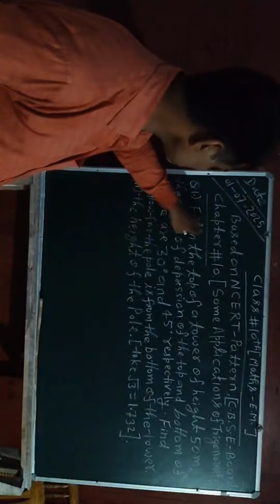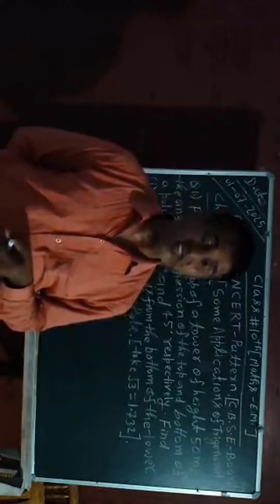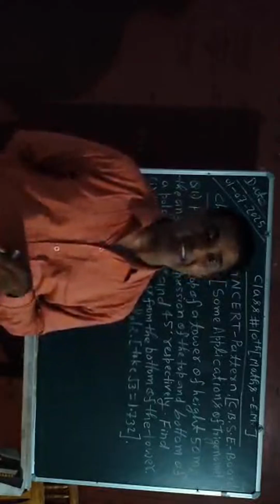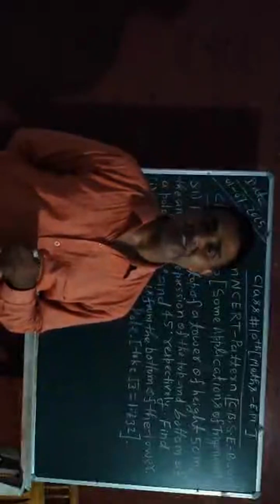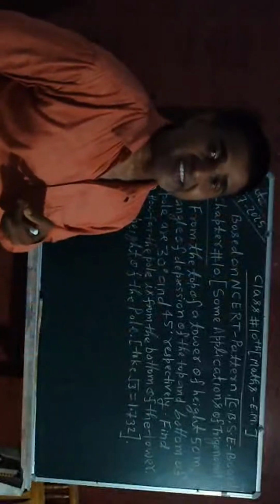Now this is chapter number 10. Here I am explaining the concept of some application of trigonometry. In trigonometry I have defined 6 trigonometrical ratios: sin theta, cos theta, tan theta, cot theta, sec theta and cosec theta. Three ratios are real, but three are reciprocal. Sin theta is equal to 1 divided by cosec theta, tan theta is equal to 1 divided by cot theta, and cos theta is equal to 1 divided by sec theta. These trigonometrical ratios I will use in height and distance numericals.